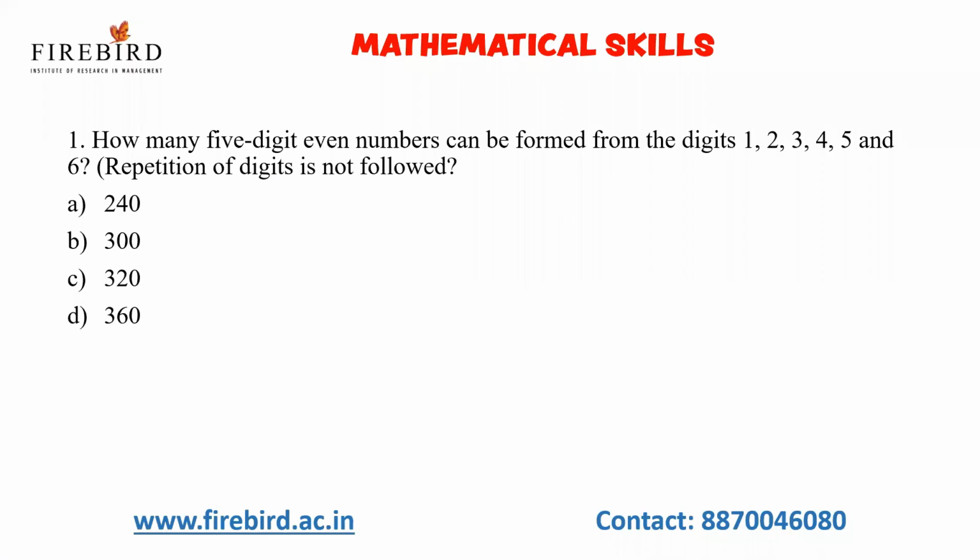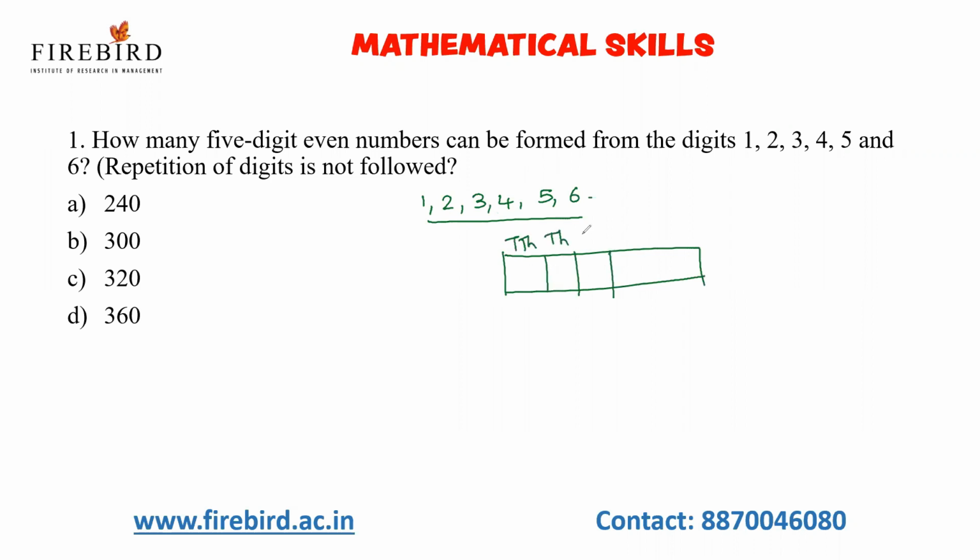Now, this is a question asked in the MAT question paper. How many 5-digit even numbers can be formed from the digits 1, 2, 3, 4, 5, 6? How many digits have they given? 6 digits. Where repetition of digits is not allowed, right? So I need to form a 5-digit number: ten-thousands, thousands, hundreds, tens place and units place.